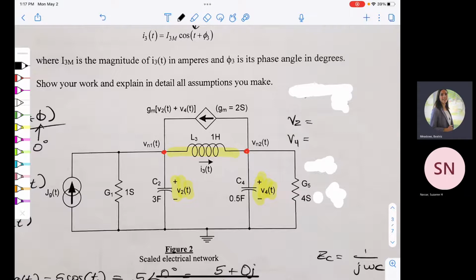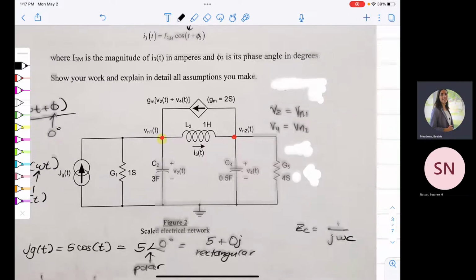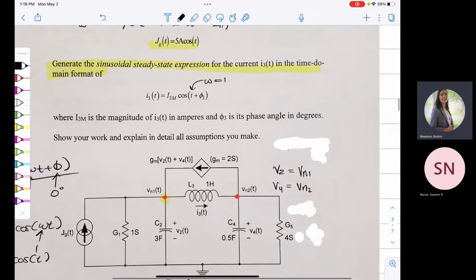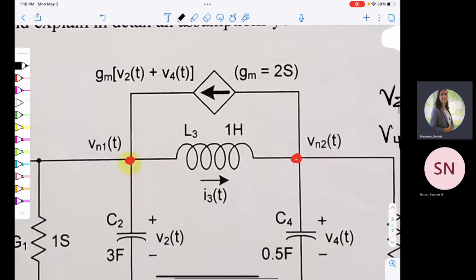I'll give you guys this one. It's going to be VN1, right? Because that's the voltage here. That node voltage is going to be the same across that entire capacitor. All right. Make sense? What was so hard earlier? Same thing for V4. What is that voltage going to be? Exactly. Okay. So again, we're solving for I3. Even though we're solving for the node voltages, we want I3 in the end. So how can we find I3, the current going through that inductor?